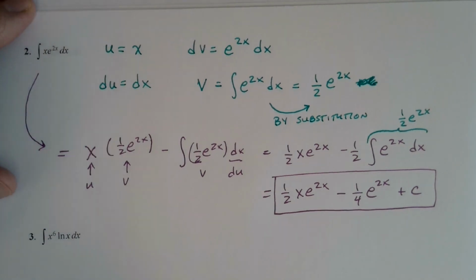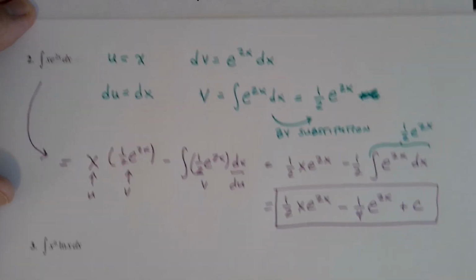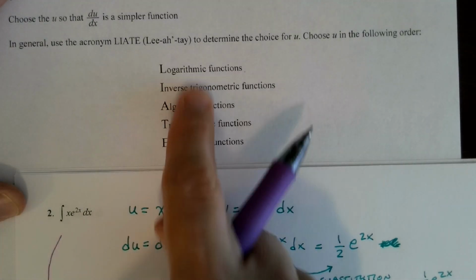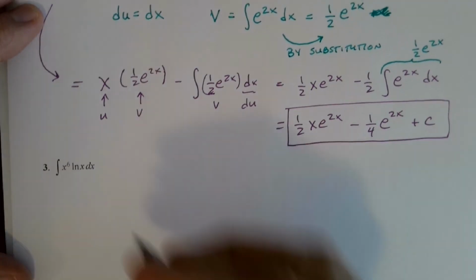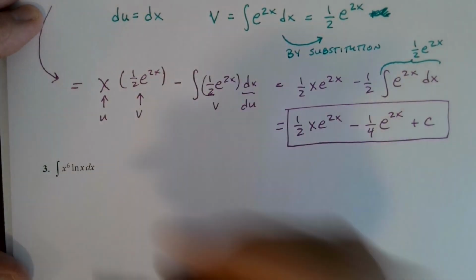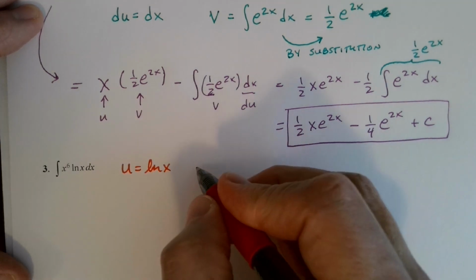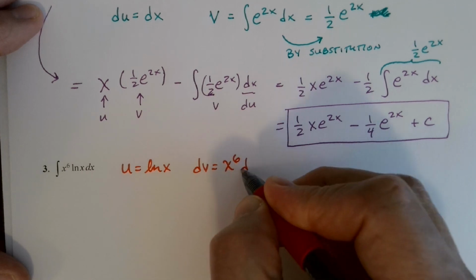Let's try one more. x to the 6 times natural log of x. What am I going to choose my u to be this time? I've got x to the 6, which is algebraic, natural log of x, which is logarithmic, LIATE, right? Log functions before algebraic. So I'm actually going to choose my u to be, in this case, natural log of x. And that leaves my dv to be x to the 6th dx.